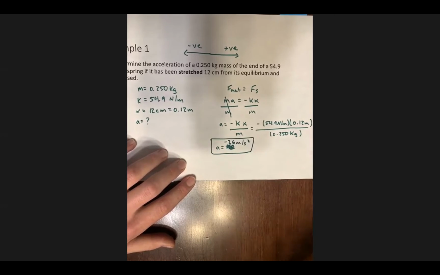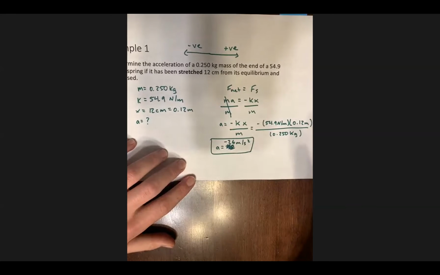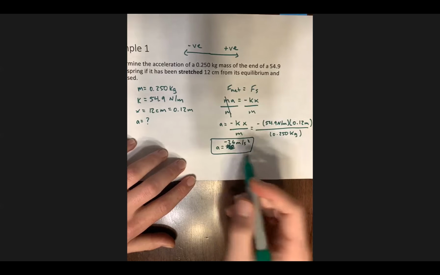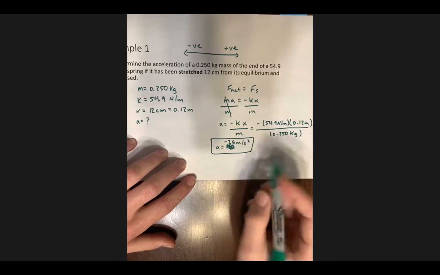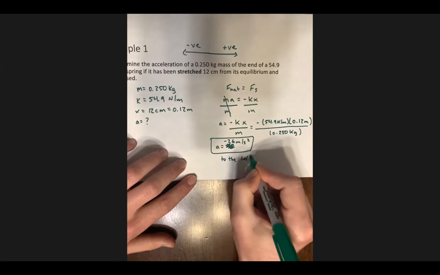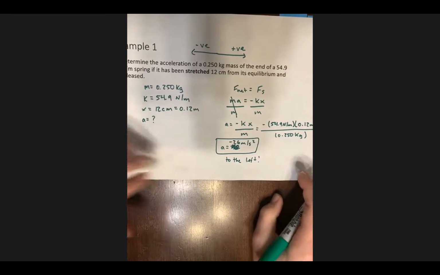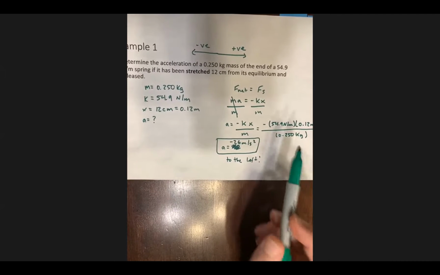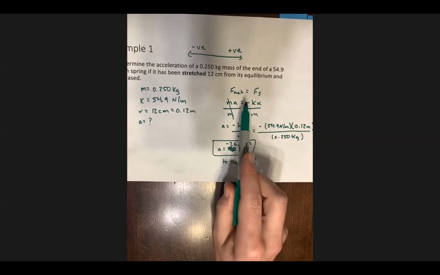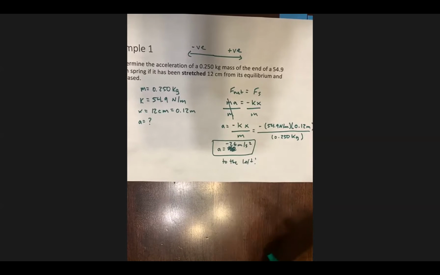So negative acceleration, does that make sense? Well, yes, because remember, we stretched it to the right. So the restoring force is going to be acting to the left because it wants to go back to that equilibrium position. This is to the left. Again, the big thing here is making sure that we're able to go from F net is equal to the restoring force and able to isolate for acceleration there.